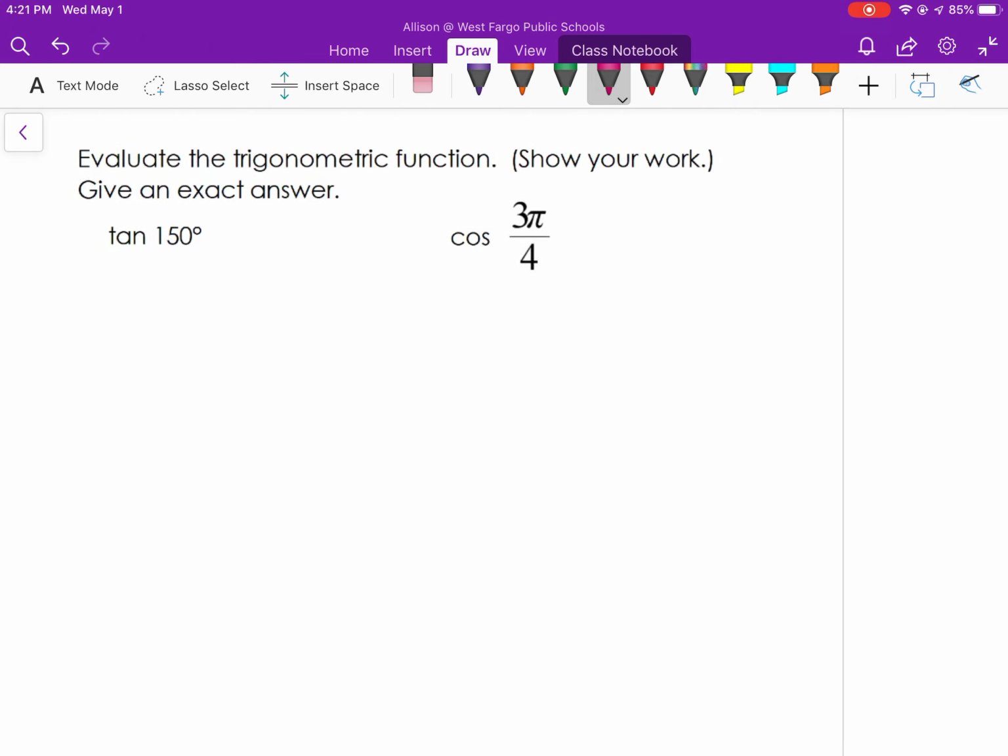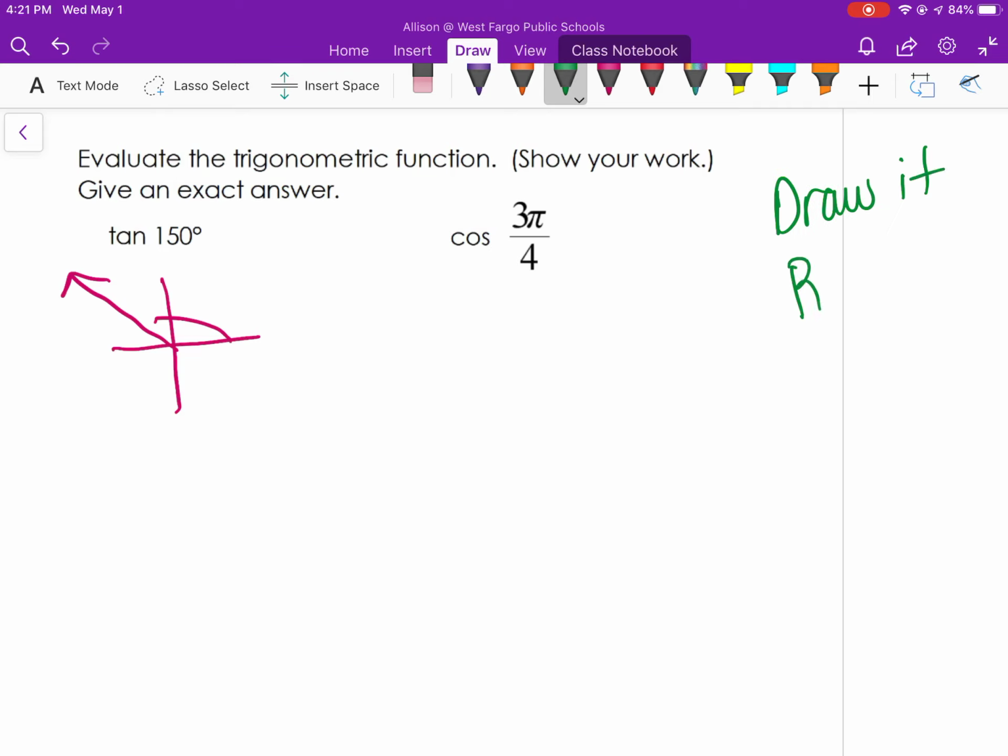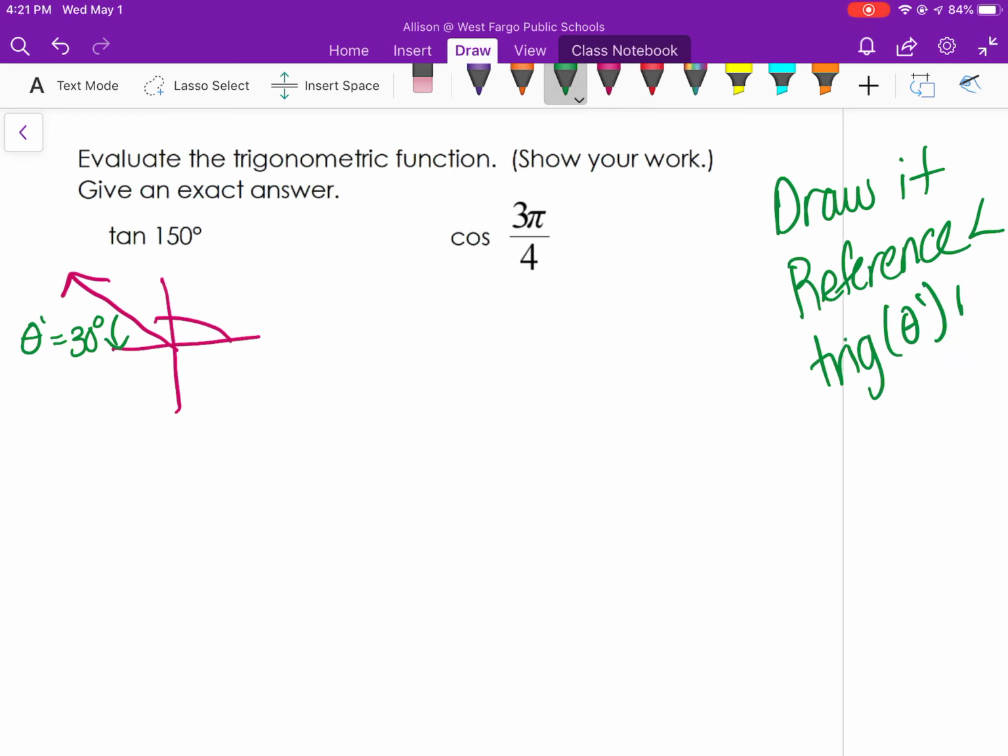Evaluate the trig function and give an exact answer. So the tangent of 150, for these ones, you need to first draw the angle and then find the reference angle. So draw it and then find the reference angle, which is always with the x-axis. So this will be a reference angle of 30 degrees. And then you find the trig value of that reference angle using your special right triangles.